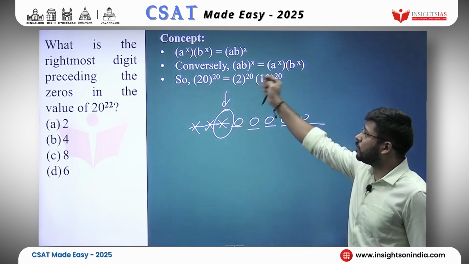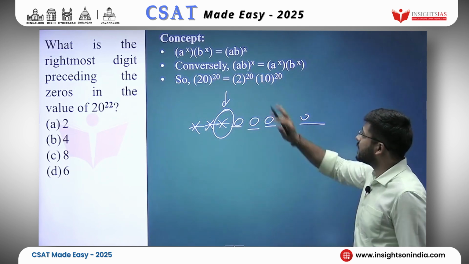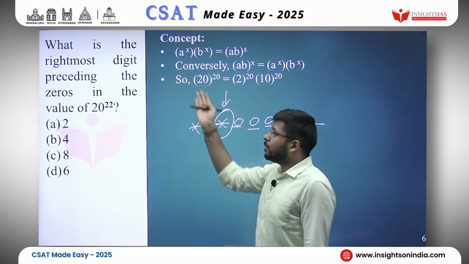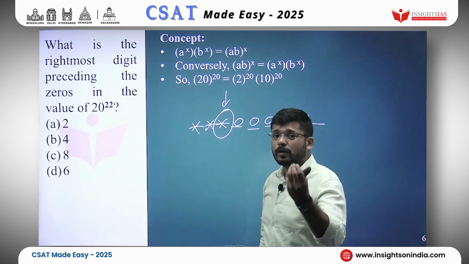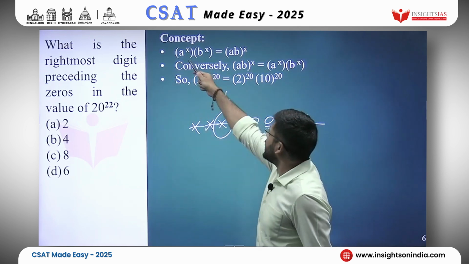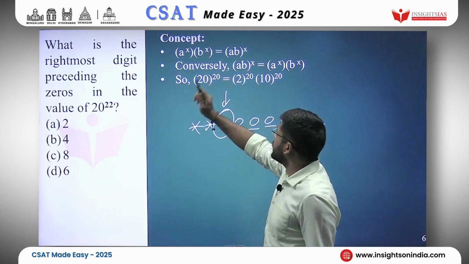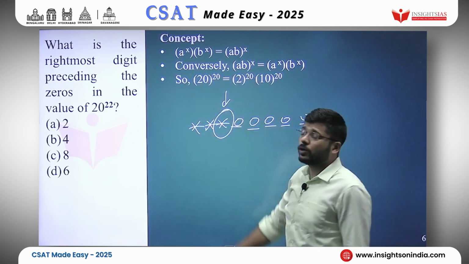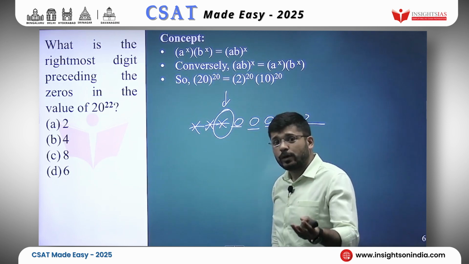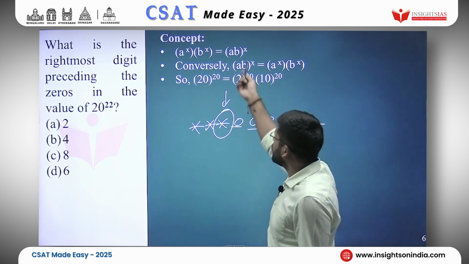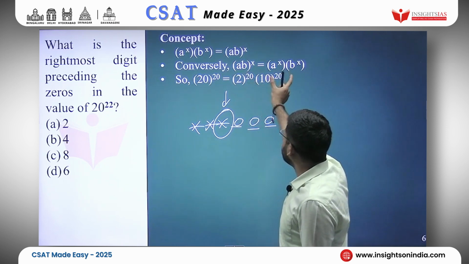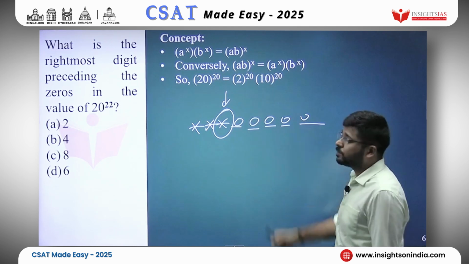This question is based on this concept. First, let's understand the concept. It explains the properties of exponents. If a to the power of x and b to the power of x are multiplied, then the product we can express as (ab) whole to the power of x, right? Yes, and the converse is also true. So (ab) to the power of x, we can split as a power x into b power x.